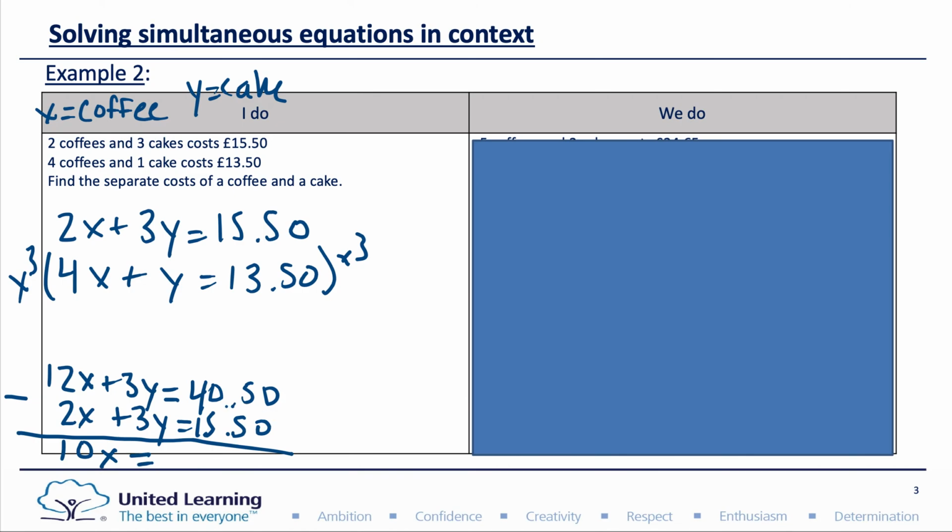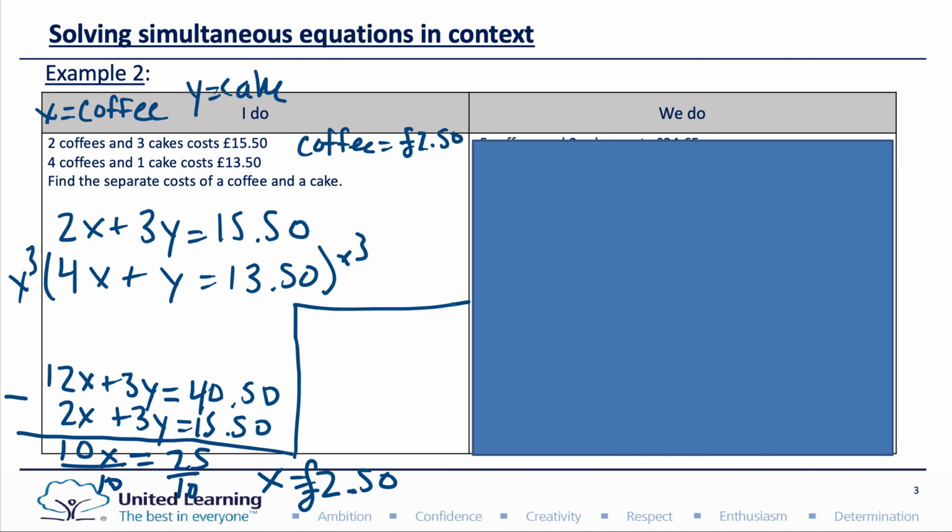All right, let's see. 40.5 minus 15.5, 25. So when we divide by 10, I get x is 2.5, or in this case, because it's money, £2.50. What was x? X was coffee. So I know that one coffee is £2.50. That's pretty cheap. So clearly this wasn't in Brighton, was it?